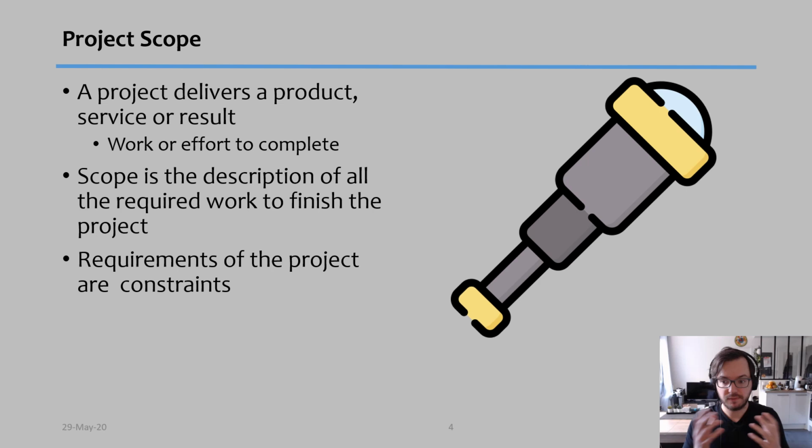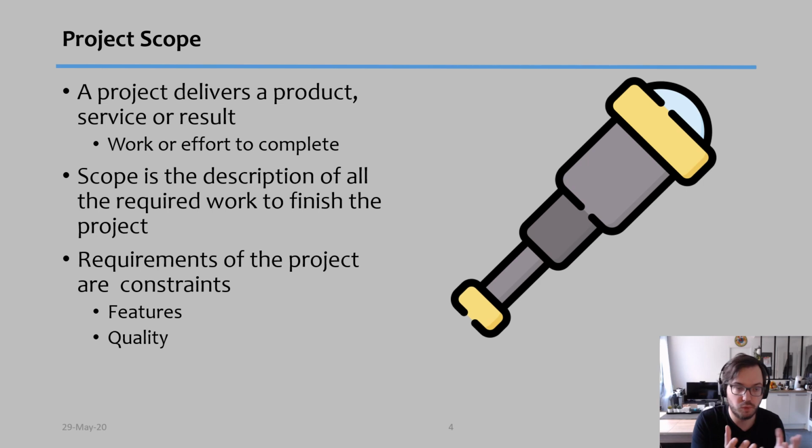And this will be affected by the requirements of the project itself. Your requirements affect the work that will be done. The higher the requirements of the project, the higher the amount of work you have to do. When we talk about requirements, there are two main things: the features that must be present in the product, service, or result by the end, and the level of quality expected from the project. Obviously, if you want to achieve something with lower quality, your scope is going to be reduced. If you want something with higher quality, then your scope is going to be much higher.